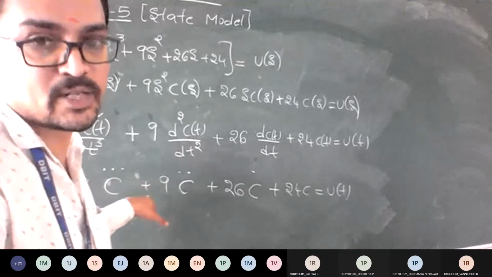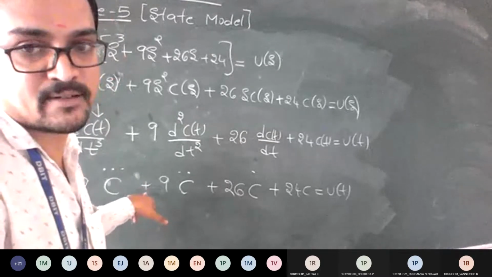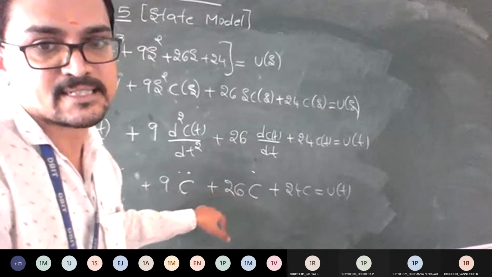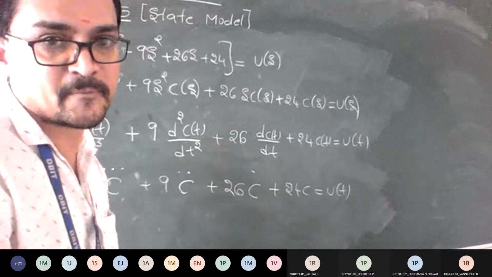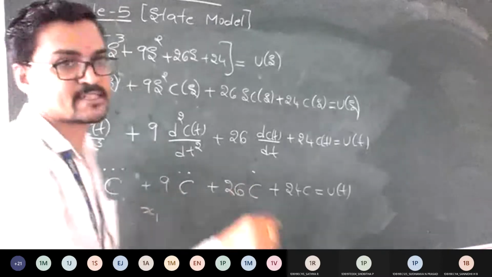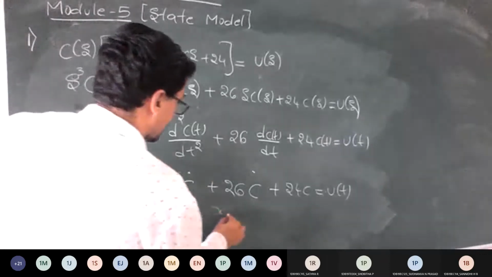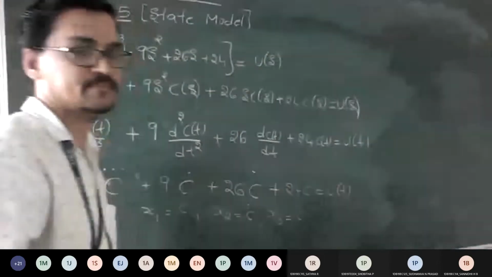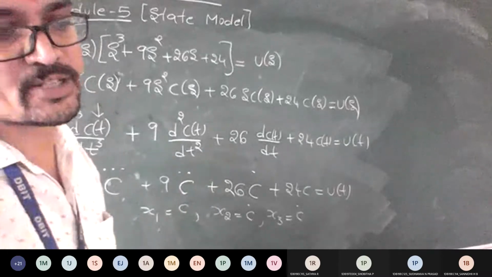You can consider X1 as your C, X2 as C dot, X3 as C double dot. So from here onwards you can proceed. So try to solve this. Let me give you a hint: it's a 3 state variable equation, so I want 3 cross 3. So x1 is equal to c, x2 is equal to c dot, x3 is equal to c double dot. From here onwards, same procedure. I hope everyone understood the logic.